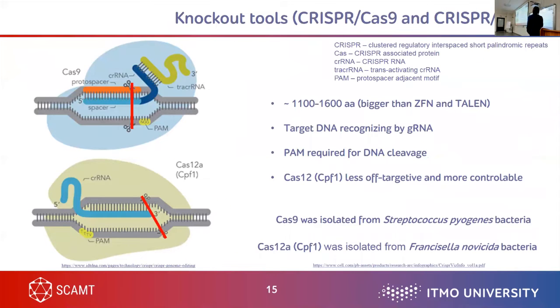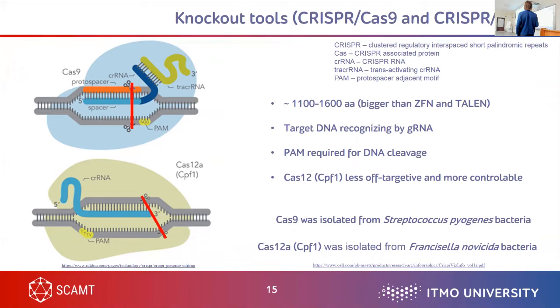So the next one is the most hyped and popular knockout tool, CRISPR-Cas9 and CRISPR-Cas12. Basically, they are about 1,100 or 1,016 amino acids. They are a little bit bigger than ZFNs and TALENs, but the key difference from the two previous examples is they recognize target DNA not by protein domains, but by guide RNA.